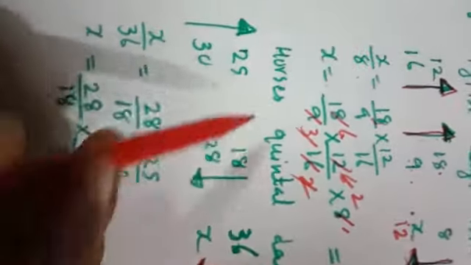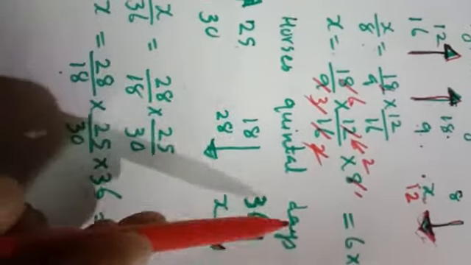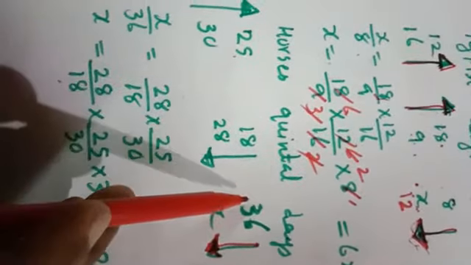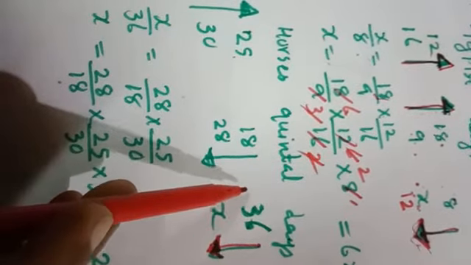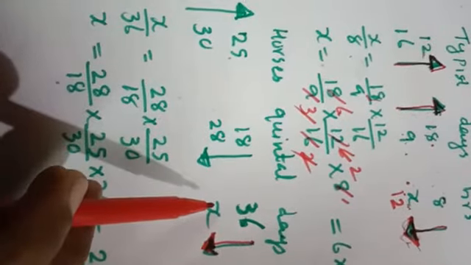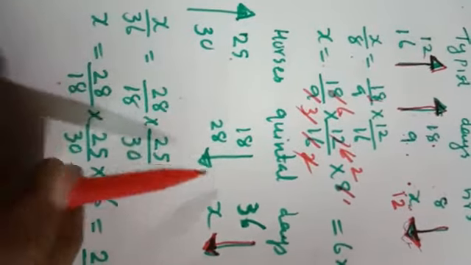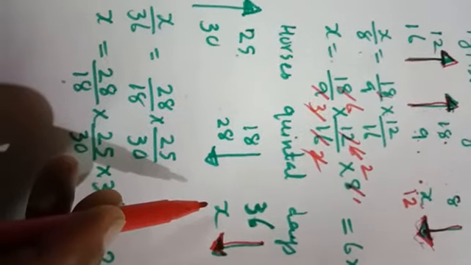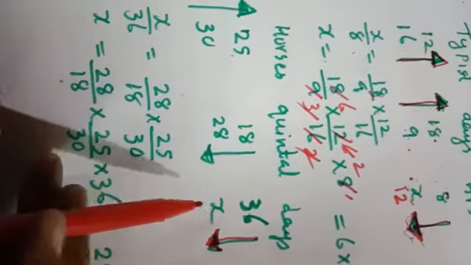Now compare days and horses. If 25 horses are there, the food lasts for 36 days. But if 30 horses are there, then what happens? The food provision lasts only for a few days.